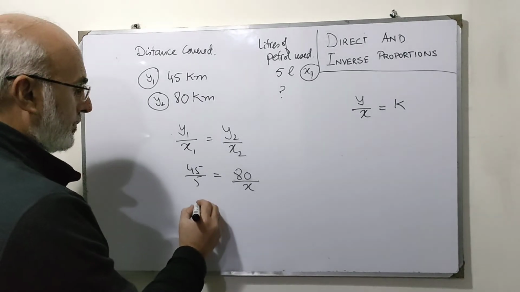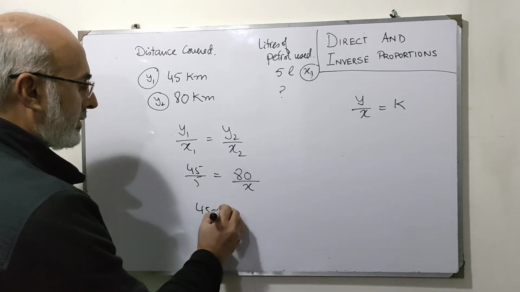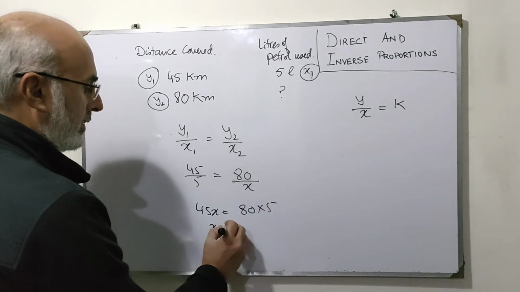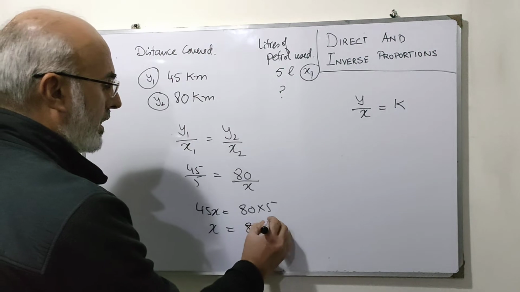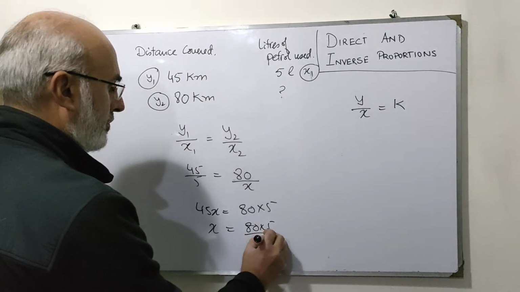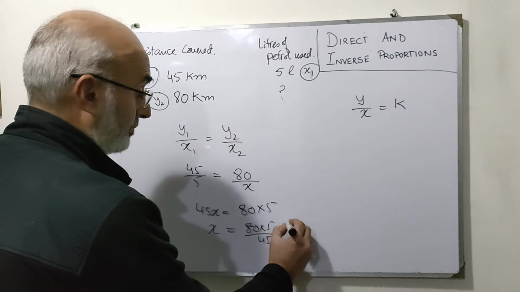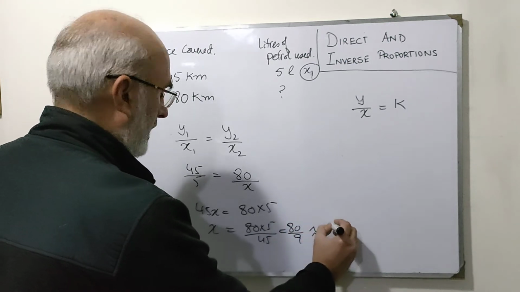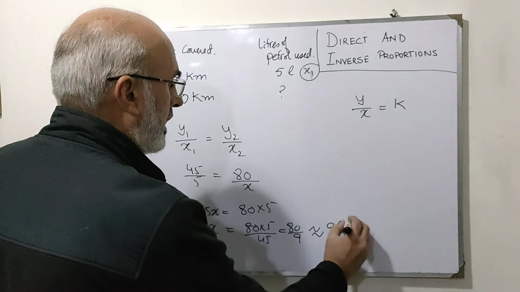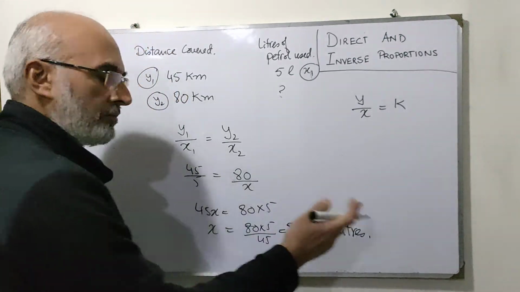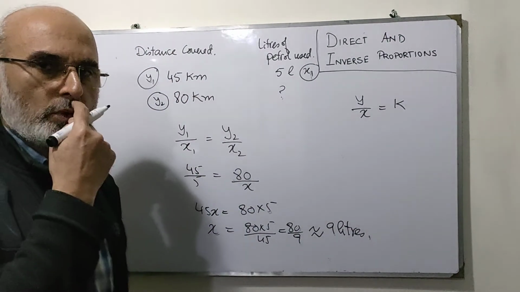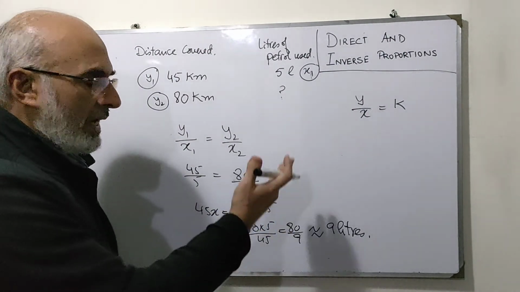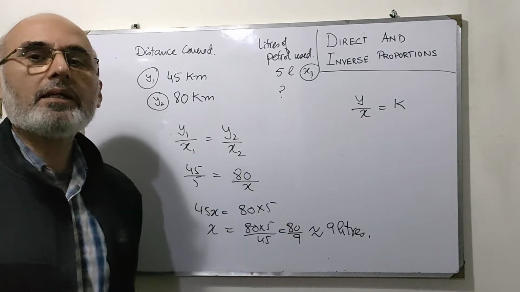So what we are going to do: 45x is equal to 80 into 5, so x is equal to 80 into 5 over 45, which is equal to 80 over 9, so approximately it is 9 liters. If you want the exact value, it is something in 8 point something, but approximately it is 9 liters, because 9 nines are 81.